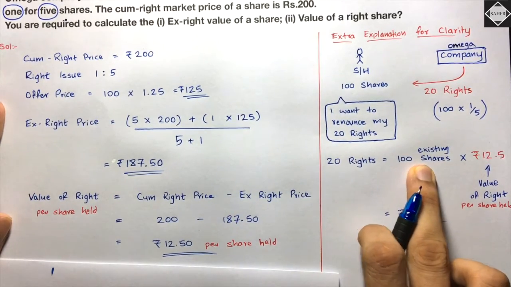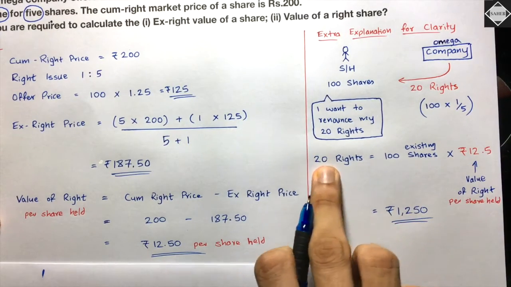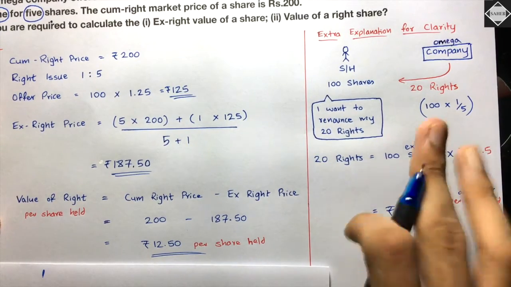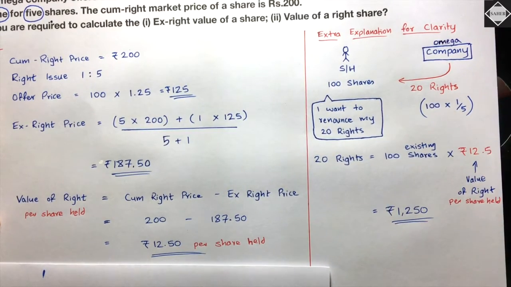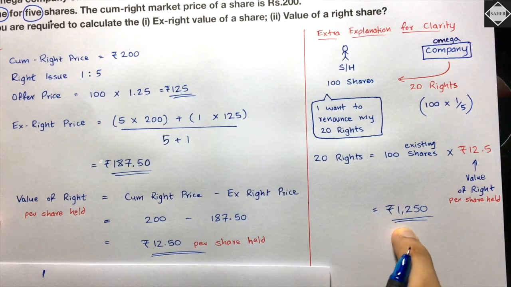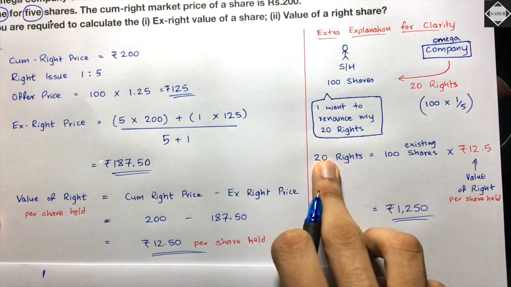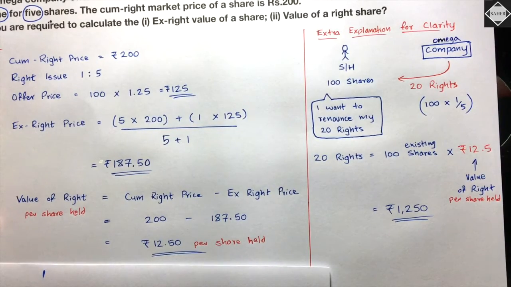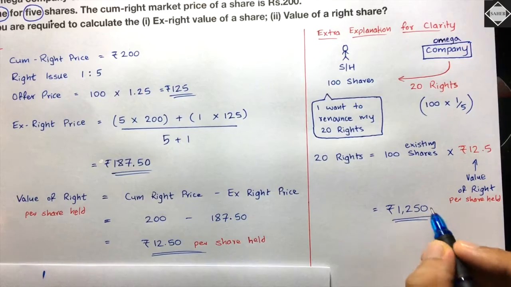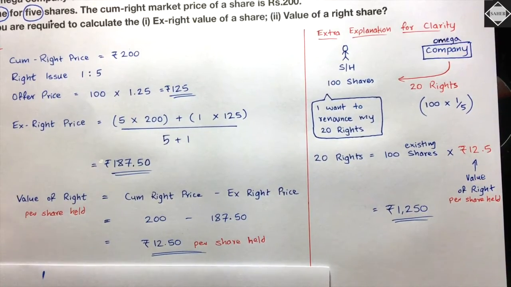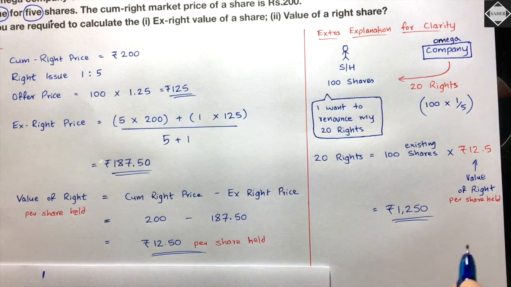100 existing shares into 12.5, isn't it? 20 rights is equal to 100 existing shares. So 100 into 12.5 will give him 1,250, the value of these 20 rights which he wants to sell. So when he goes to any buyer to sell the right, this is the price they will agree upon. Of course, it can be lower than that, but this is the maximum price. It cannot be more than this.